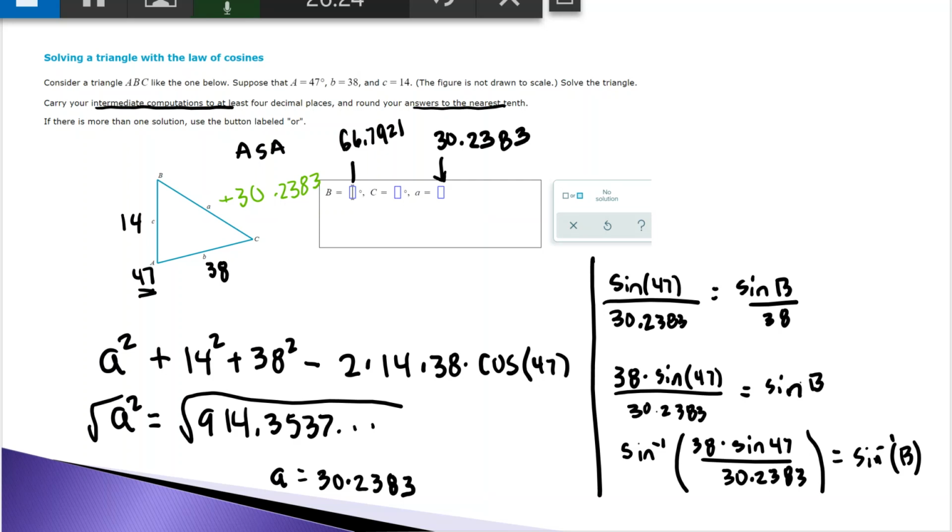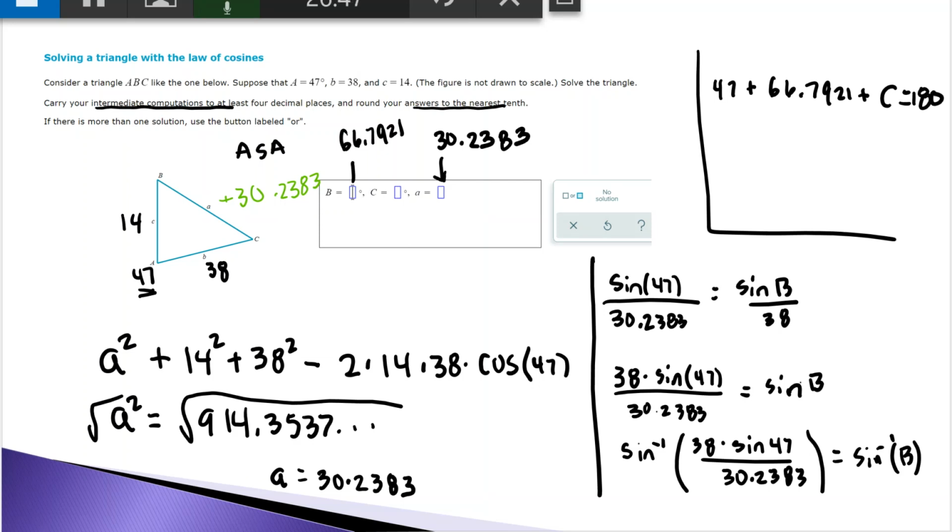And now I can get angle C. Since I know two angles, I won't even use the law of sines. Now I'll go to the fact that all three angles add up to 180. So 47 plus 66.7921 plus angle C equals 180. And I'll calculate that out. And that gives me 66.2079.